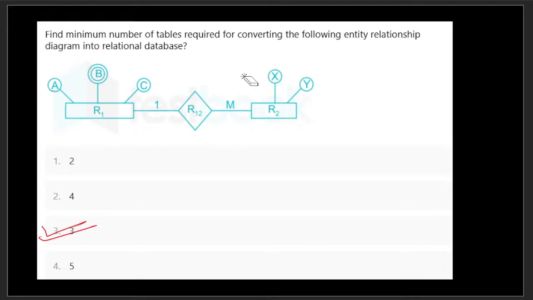And if you say that, let's say, C is also multi-valued, then 2 tables are required for one to many, plus 3 for multi-valued, so 5 tables are required. That is how some modifications can be done in next year's paper.